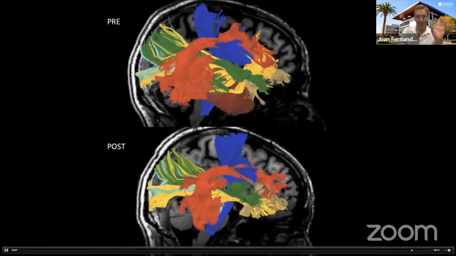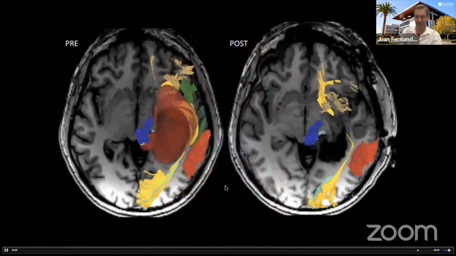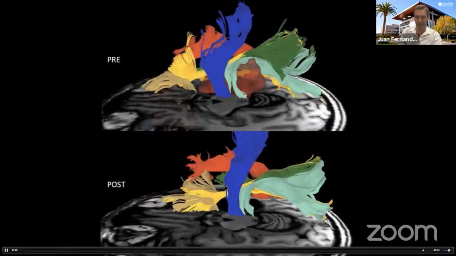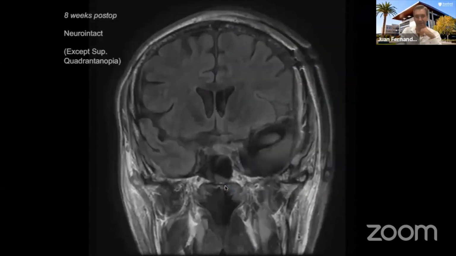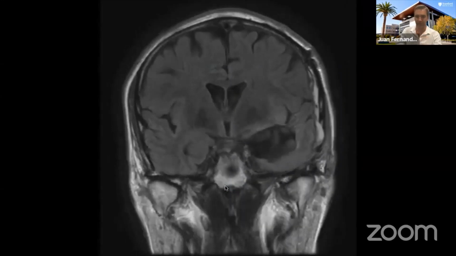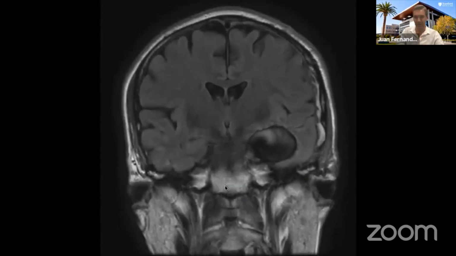And you can see the comparison of before and after, how the vast majority of the fiber tracts have been completely preserved with a good tumor resection. Now we can see the post-operative view again, and this is 8 weeks post-op, and I'm planning to take him back to the OR for a second stage.